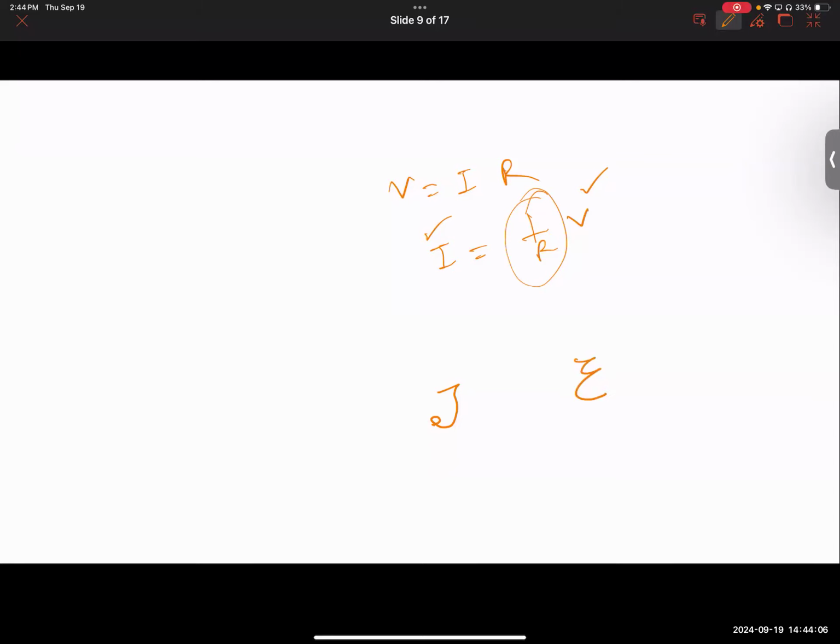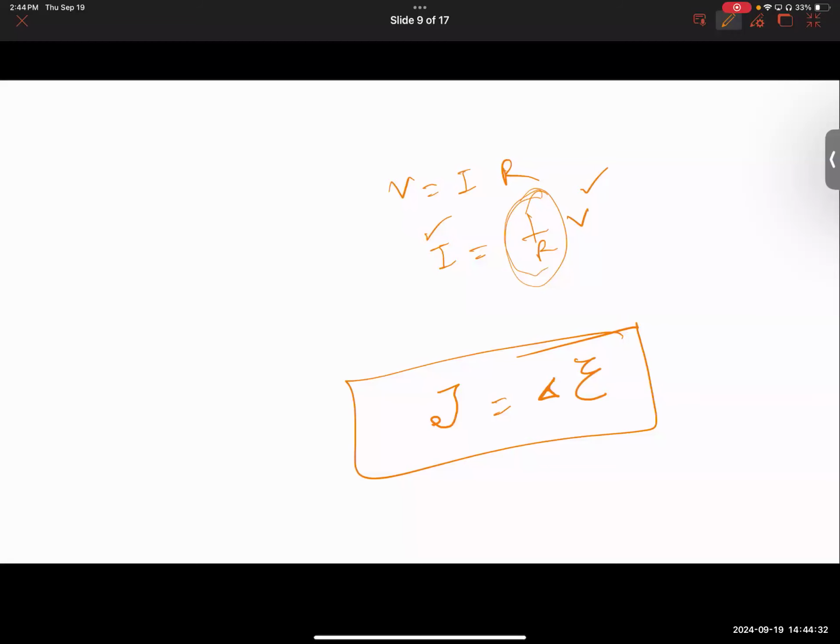Instead of dealing with resistance or conductance, I should have dealt with a more fundamental constant like conductivity. Like resistance, resistivity, conductance, conductivity. So conductivity is a more fundamental material level parameter. Okay, this is J equals sigma E, a more fundamental version of Ohm's law that we should be using, by the way. All right.